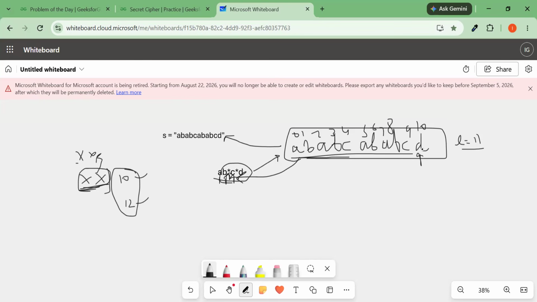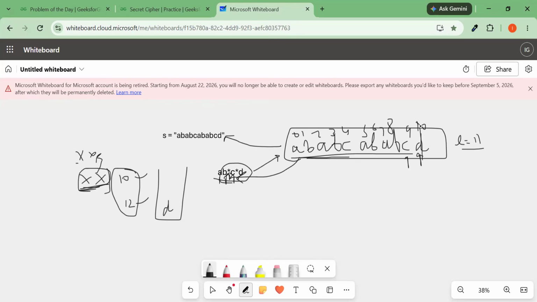Here you will check: is the length even or odd? It is 11, so the length is not even. So it means this cannot be divided into two, right? So we will take D as the character that we need. Consider we have some data structure. We can store D as a character, and we will move on.